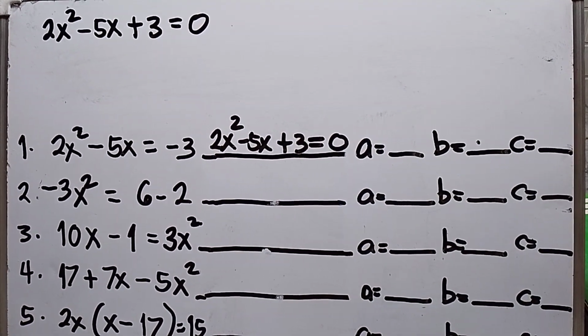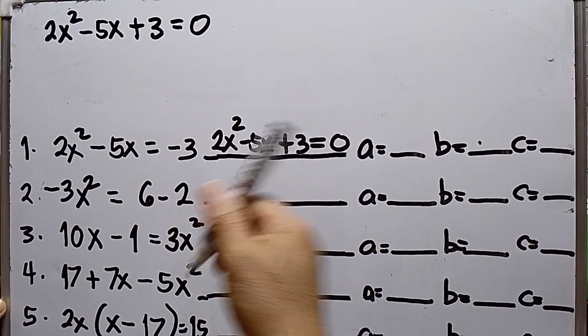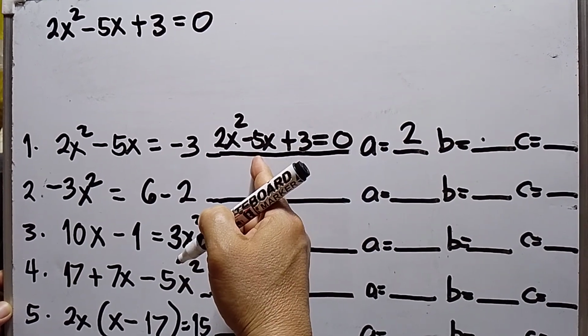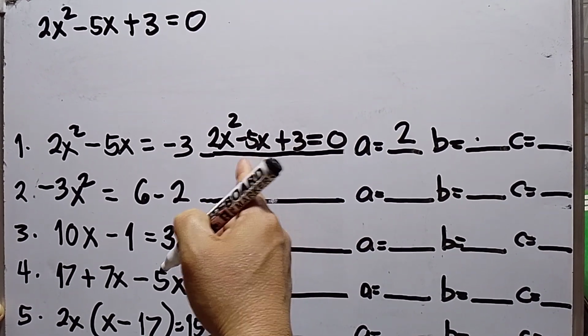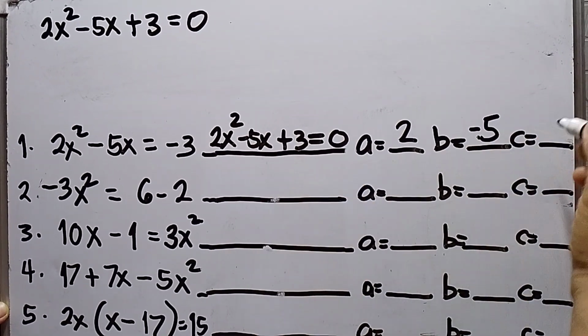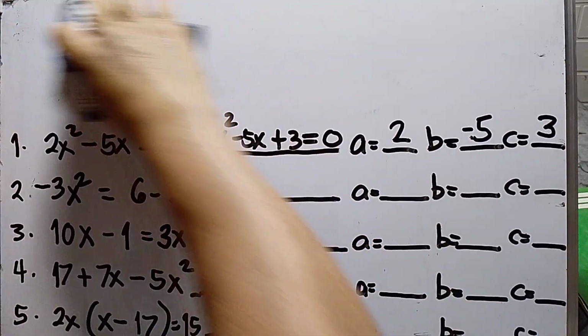Now, I should identify the numerical coefficient of x squared, which is a: 2. Then my coefficient of x is negative 5. Then c is 3. So that's for number 1. Now, let's proceed to number 2.